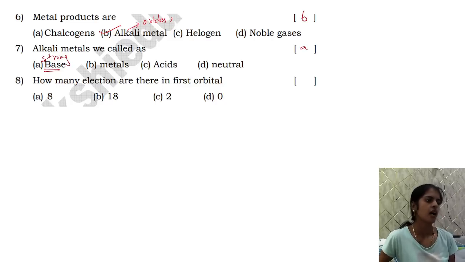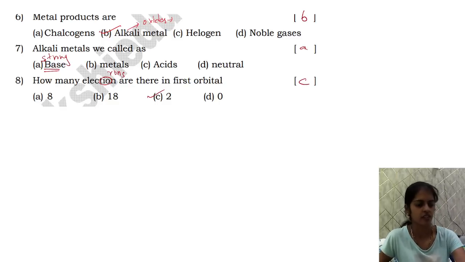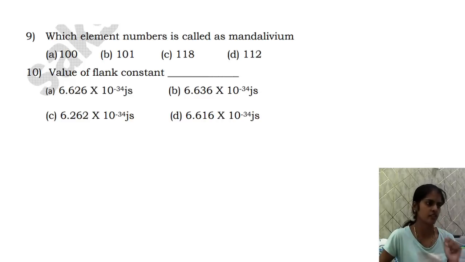Next one, how many electrons? A few mistakes are there here and there. How many electrons are there in first orbital? In first orbital, how many electrons you find? S orbital, 2 electrons. So maximum 2 electrons.